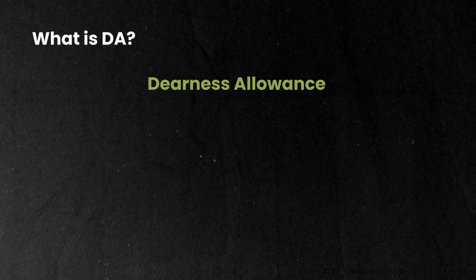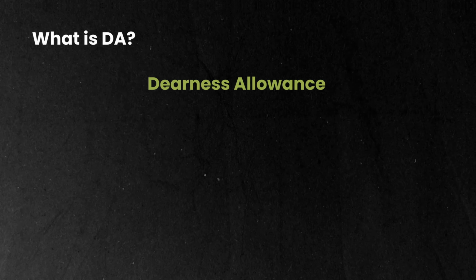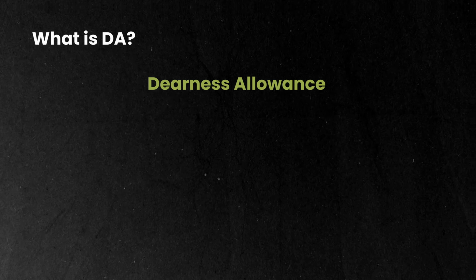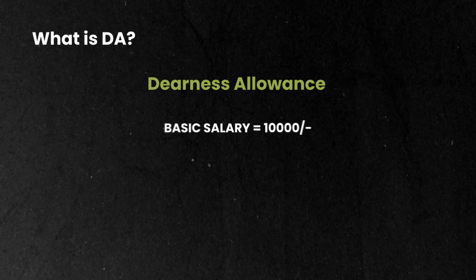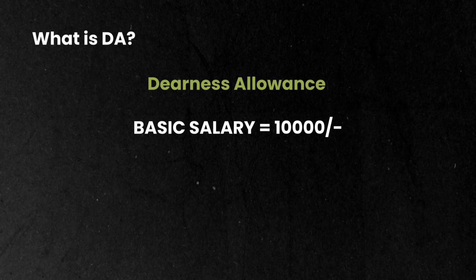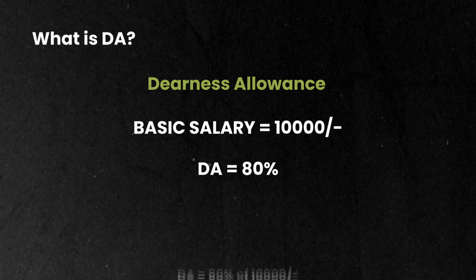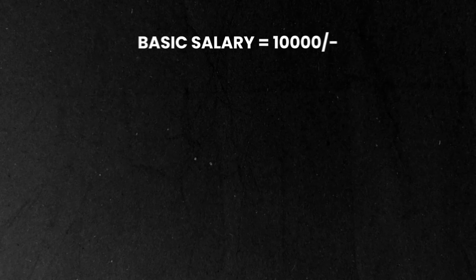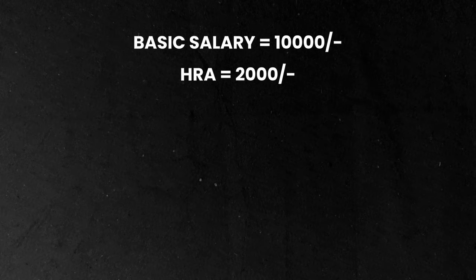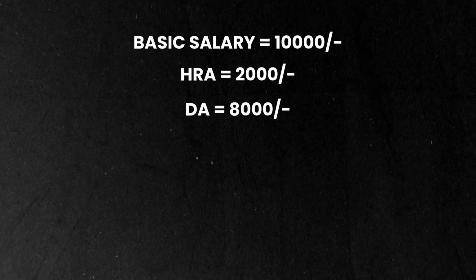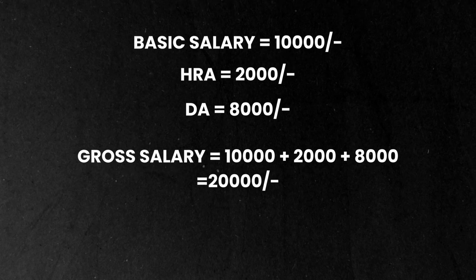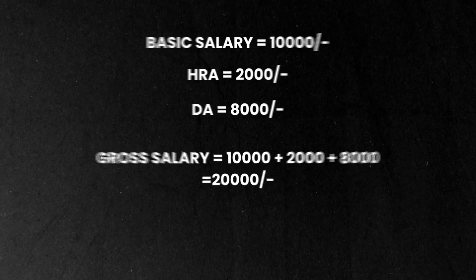Now let us see what is DA. DA means Dearness Allowance. This is extra money given to the employee to manage the increase in the cost of living. Example, if the basic salary is 10,000, then his DA is 80%. So 80% of 10,000 is 8,000. Now the employee gets basic salary 10,000, HRA 2,000, DA 8,000. Therefore, his total gross salary becomes 10,000 plus 2,000 plus 8,000, that is 20,000.